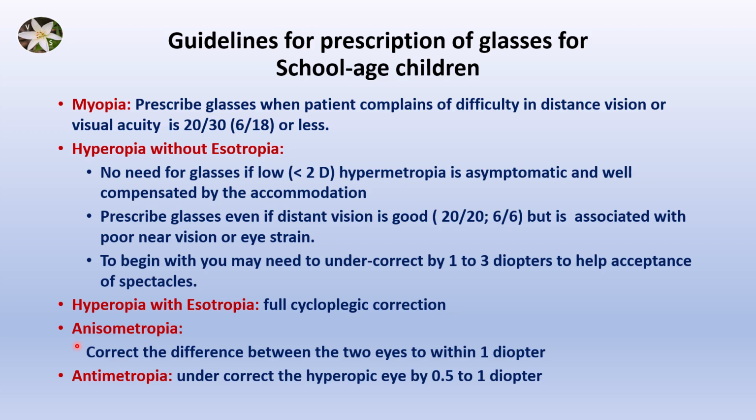In anisometropia, correct the difference between the two eyes to within 1 diopter. And in antimetropia, undercorrect the hyperopic eye by 0.5 to 1 diopter.